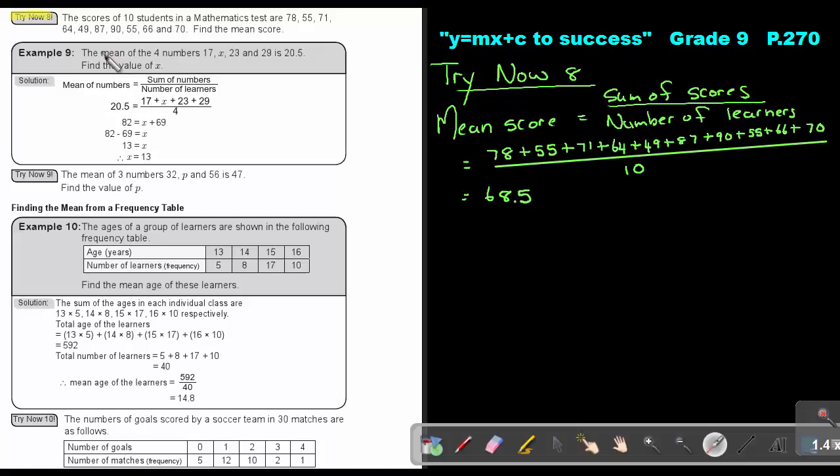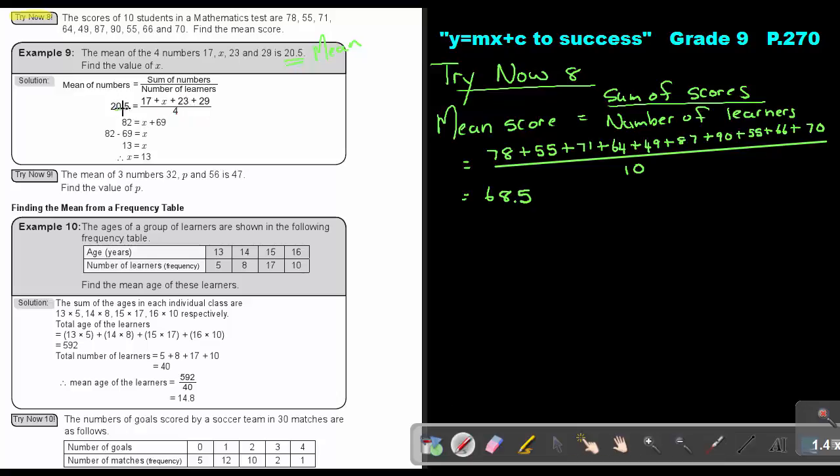Okay, let's just read it again. The mean of the four numbers 17, x, 23, and 29 is 20.5. So let me just correct myself. This is the mean. So basically, I'm just going to substitute there 20.5. Then it's this plus this plus this, divided by 4. And now I just solve the equation.